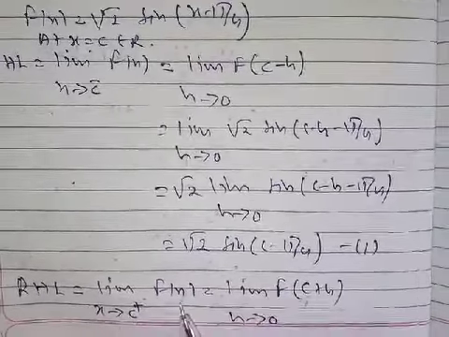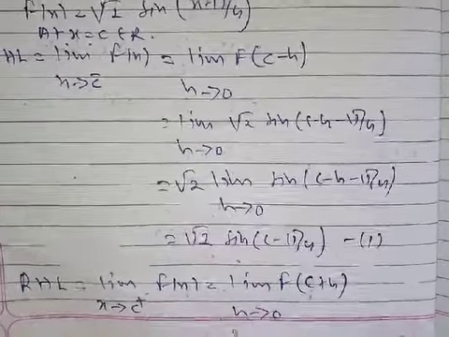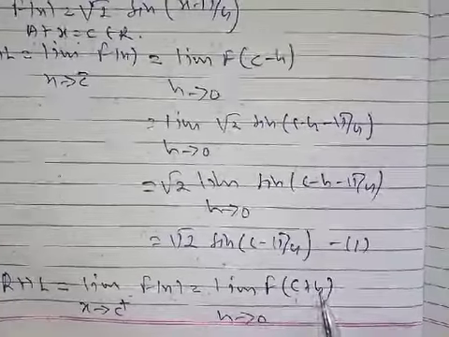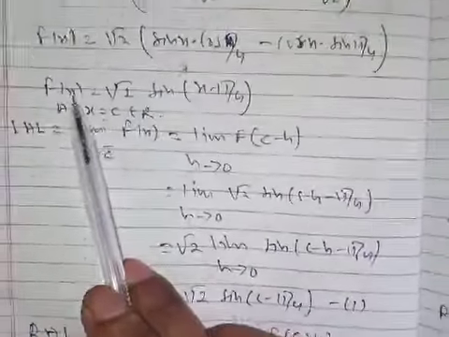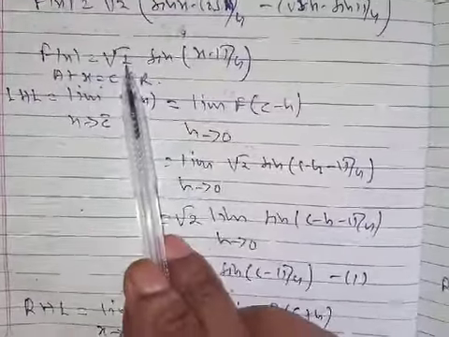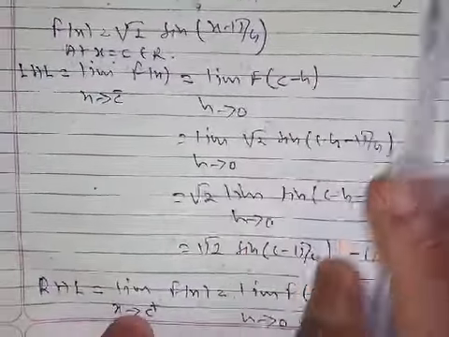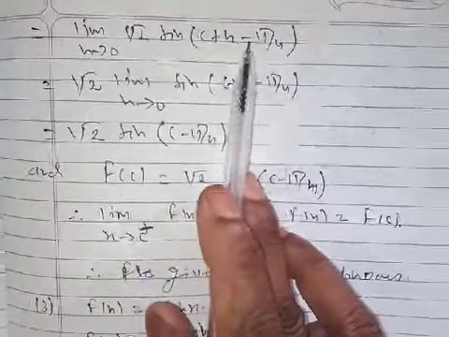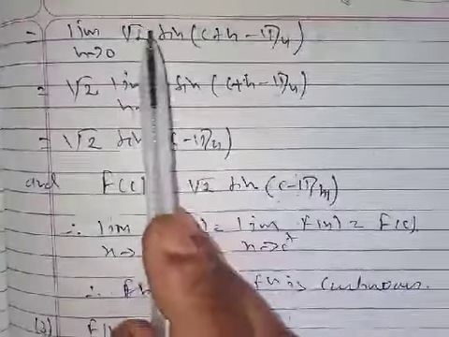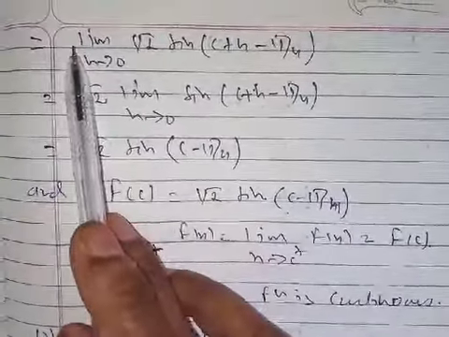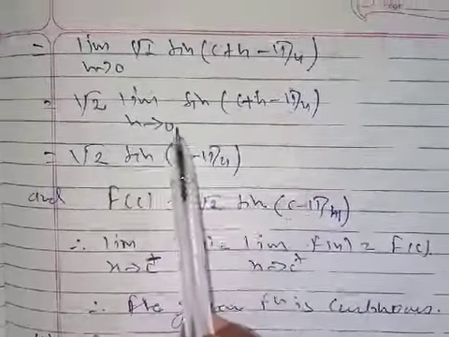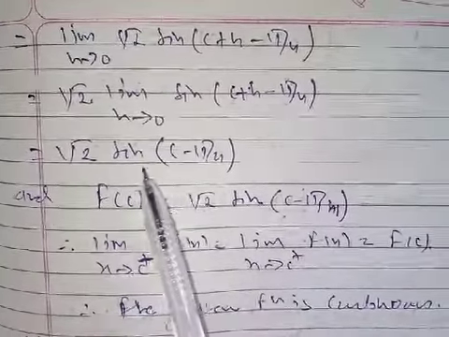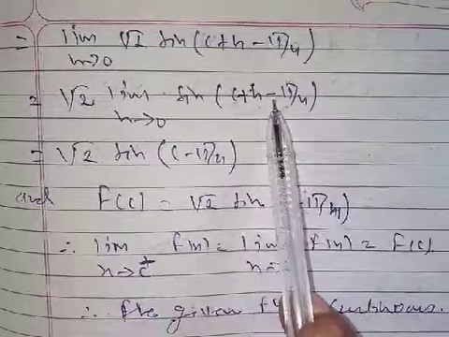Now RHS. Limit x tend to c plus f of x is equal to limit h tend to 0 f of c plus h. So in place of x, what you have to write? C plus h. So f of c plus h is root 2 sin c plus h minus pi by 4. That is what I have written here. So limit h tend to 0 root 2 sin c plus h minus pi by 4. Again root 2 is a constant, let it come out from the limit. So root 2 limit h tend to 0 sin c plus h minus pi by 4. If we substitute the limit, then what do we get? Root 2 sin c minus pi by 4.